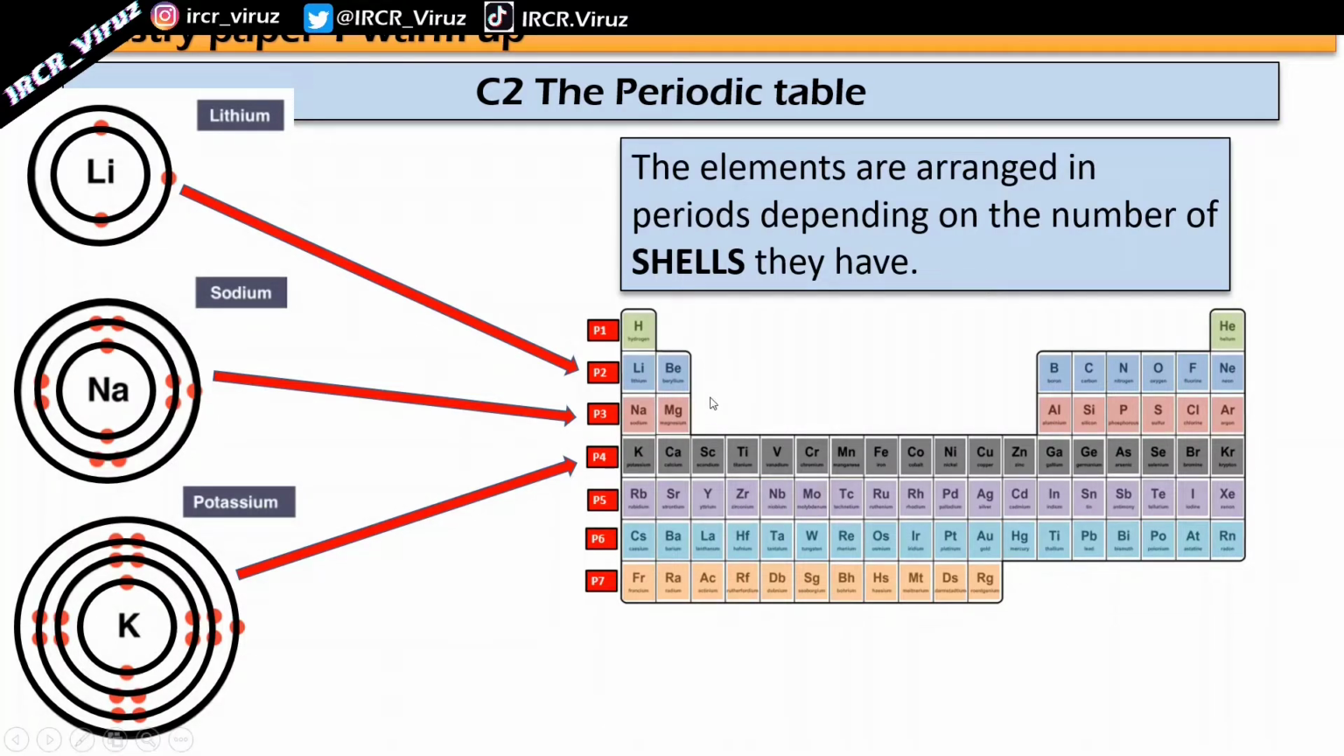Okay, so again we look at the example of lithium. Lithium will be in period 2 because it has 2 shells. Sodium has 3 shells, therefore it's in period 3, and potassium has 4 shells, therefore it's in period number 4. Okay, and that is the correlation. So everything in this line here will have 4 shells, anything in the red line will have 3, anything in the blue line will have 2, and everything in green will have 1 shell. Okay, and that will only include hydrogen and helium.